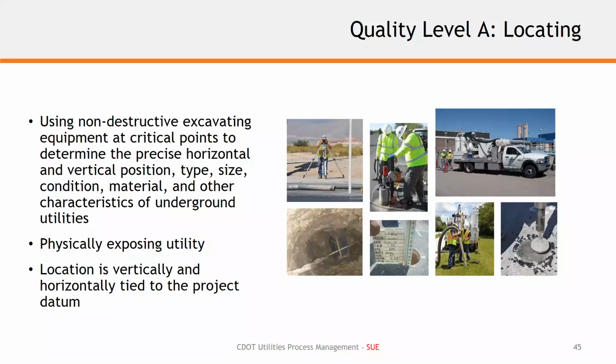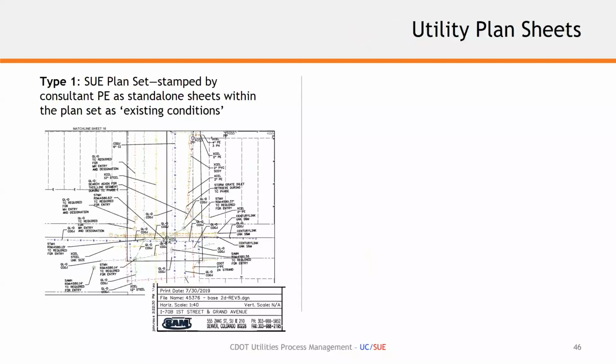Utility coordination is not part of this piece in our process. We have two types of utility plan sheets that we want you to be aware of. Type 1 plan sheet is a SUE plan sheet stamped by the SUE consultant's PE as a standalone sheet with the existing conditions. And this may or may not be provided within a construction plan set. It may be provided as a separate for information only document.